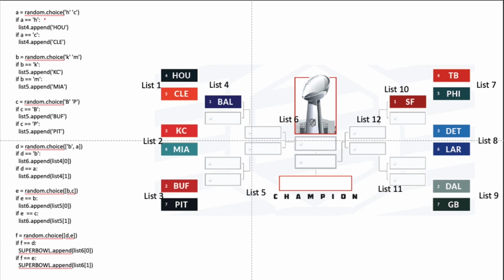So if A is equal to H, then list 4 dot append the Texans. So over here is our list 4. And then same thing for if A is equal to C, then list 4 is going to append the Browns. So say we run this code and it gives us the Browns. So from here, the Browns are going to go all the way over here, and over here you're going to see CLE. So that's how it works. And this is the same thing for the rest of the codes.